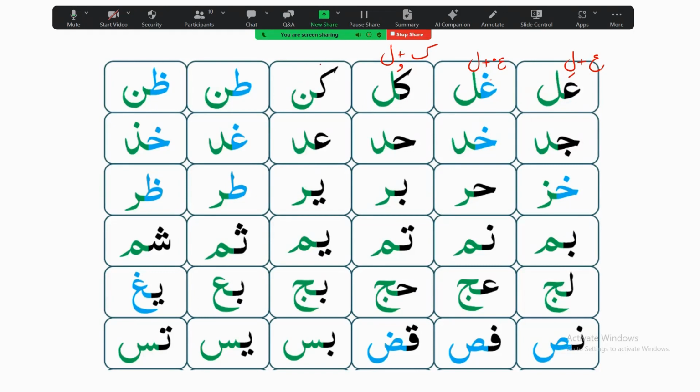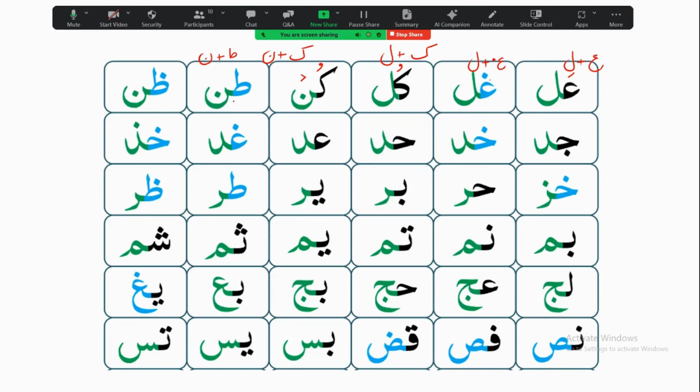And this is a famous word as well, kun, which means be, right? Kun and fayakun. Allah says be and it is. So kun, kaf letter and noon letter. Okay, ta letter, the heavy ta, and noon letter, and this is the way we join them. Let's put a fatha: ton. Pa, this is not the light one but the heavy pa: pun. The wa, again a heavy letter, with noon: one.